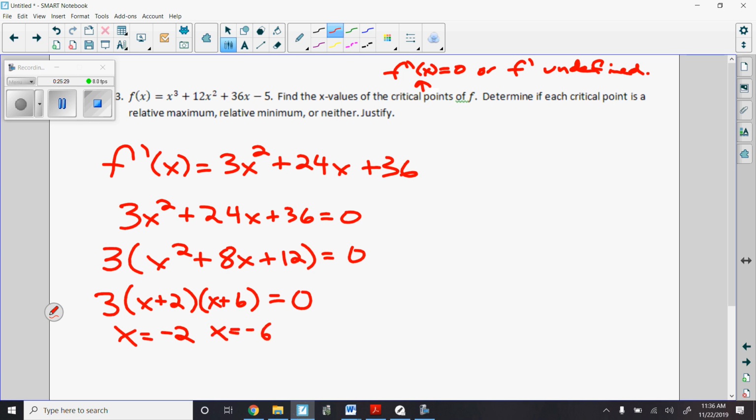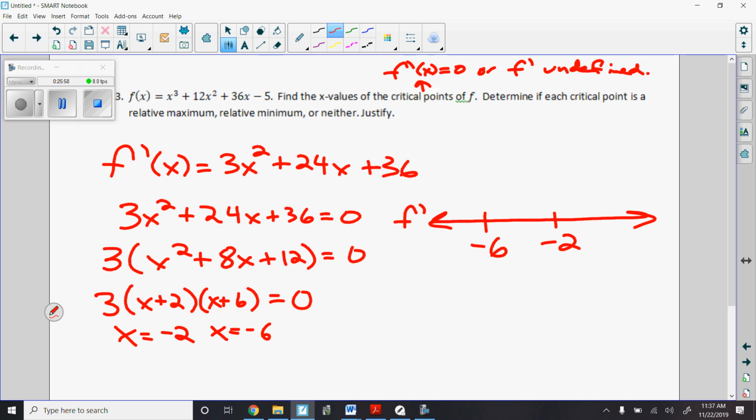Okay. So those are my critical points because I took the derivative and set it equal to 0. But I need to determine if they're relative mins, relative maxes, or neither. So I need to do a number line test just like I do for f increasing and decreasing. Again, it's an f prime number line. Make sure you make negative 6 on the left side with negative 2 on the right, because negative 6 is more negative than negative 2.